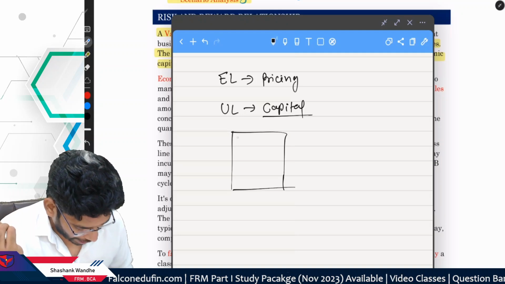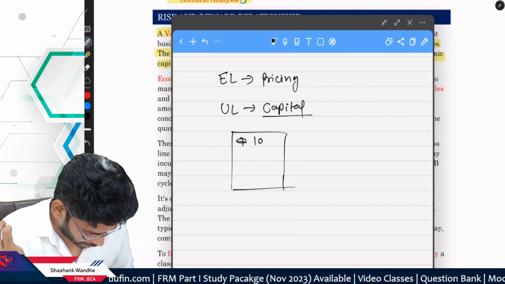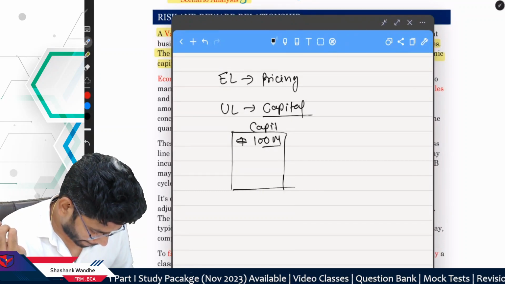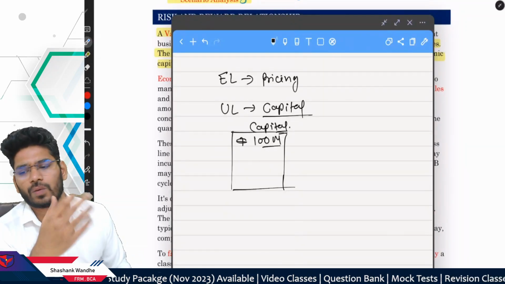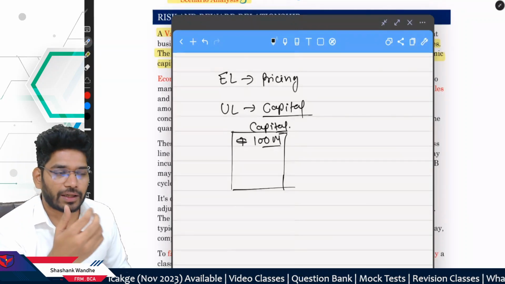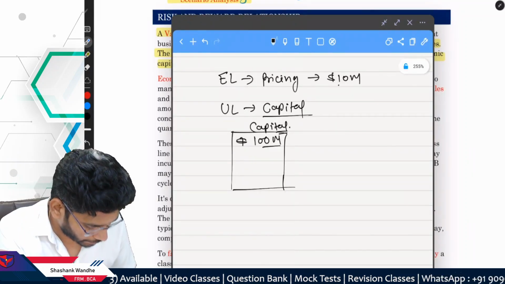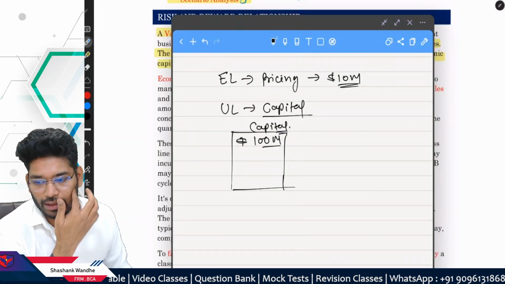You start your bank, or you maintain say 100 million worth of capital in your bank, and you were expecting approximately 10 million worth of losses. But what happened?